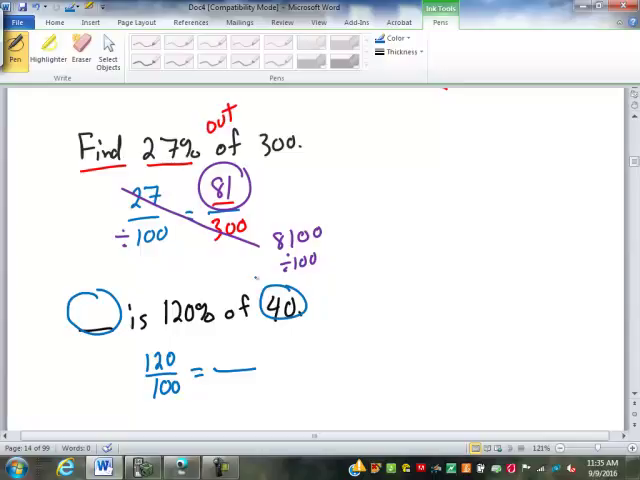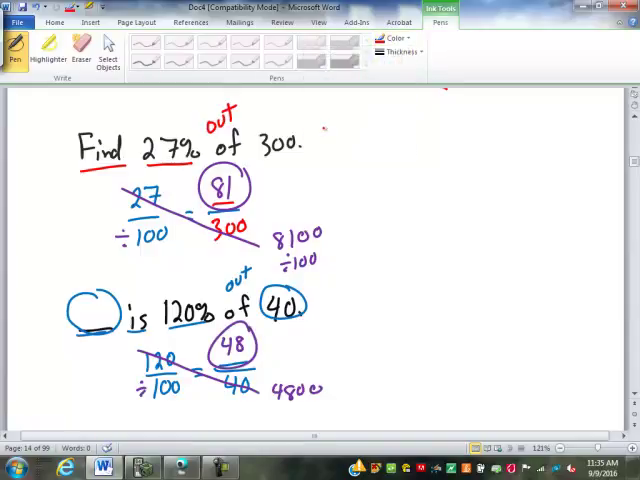One of them goes with the 120. Well, just looking at the wording here, blank is 120%. The missing number represents the 120. Of 40, again, we could think of that as out of 40. Implies the 40 goes on bottom. So once again, cross multiply and divide. 120 times 40 is 4,800 divided by our 100 gives us 48.